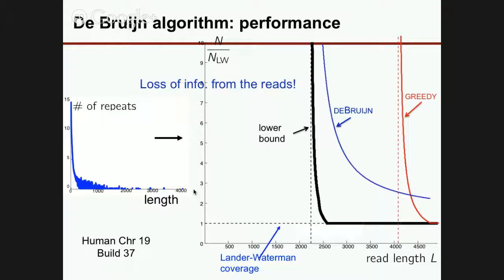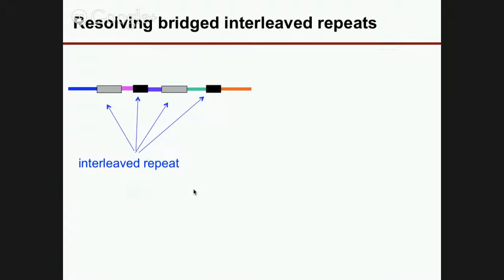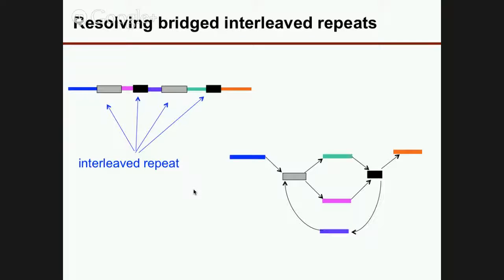Now the question is, how do I bring the reads back into this picture in an intelligent way in order to close the gap between the blue line and the black line? Let's see how this can be done. Here's the example. I have an interleaved repeat here, and this is the de Bruijn graph after condensation, which shows the situation.